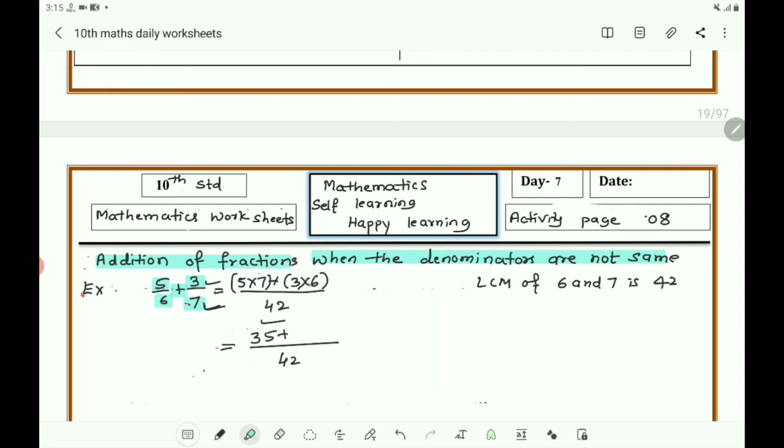plus 3 sixes are 18. You write 18 here. Then find the sum of these two. 35 plus 18: 35 plus 8 is 43, 43 plus 10 is 53. Then you write 53 by 42. So the sum of 5 by 6 plus 3 by 7 is 53 by 42.